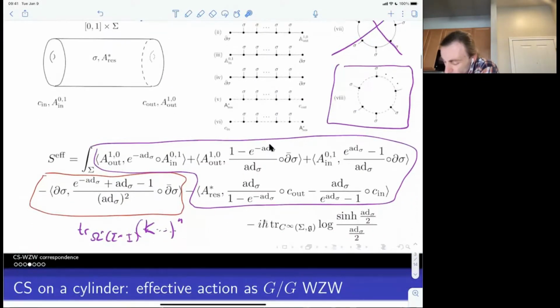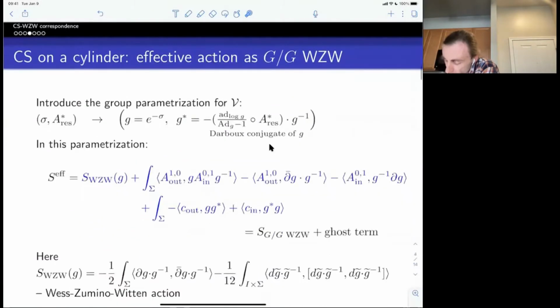And actually what you can do is change your parametrization on the space of residual fields, make a change of variables there to a group-like variable, the exponential of sigma, and its Darboux counterpart. So it's given by a complicated formula, but it's just tuned in such way that integral of dg star with dg is exactly your symplectic structure. So it's the usual group valued field on the surface and its Darboux counterpart.